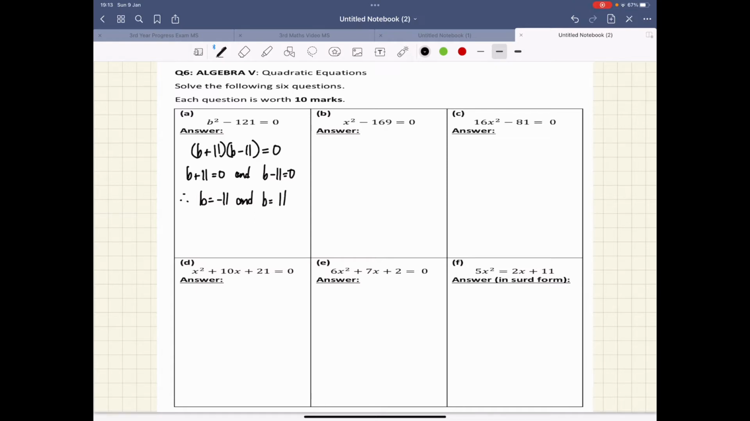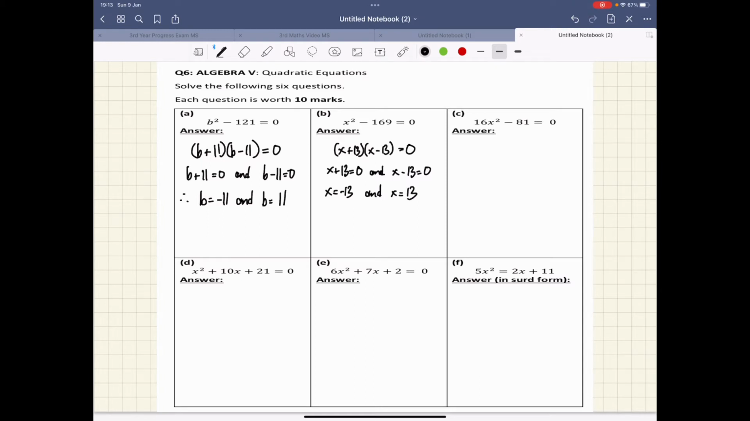All right, so part B, open up your brackets again, just like before, x plus 13, x minus 13, but it's equal to 0. All right, so that means x plus 13 is equal to 0 and x minus 13 is equal to 0. X is equal to minus 13 and x is equal to regular 13.